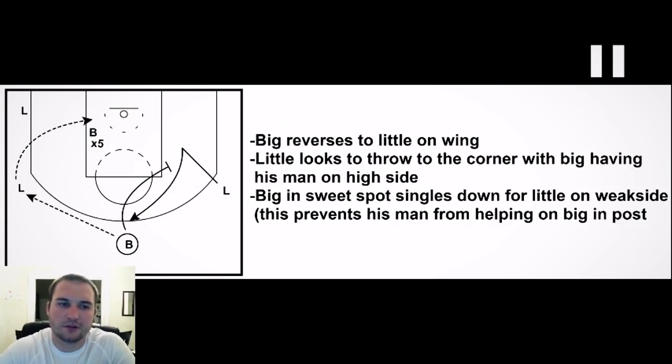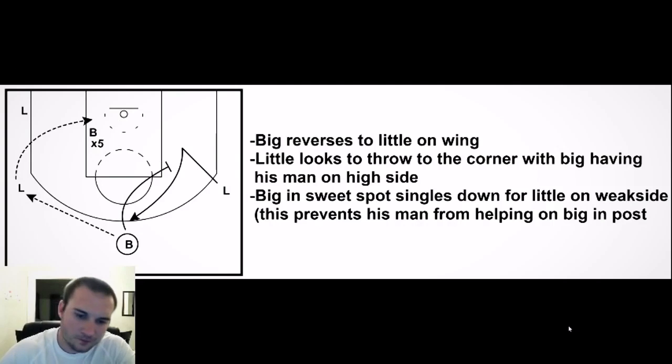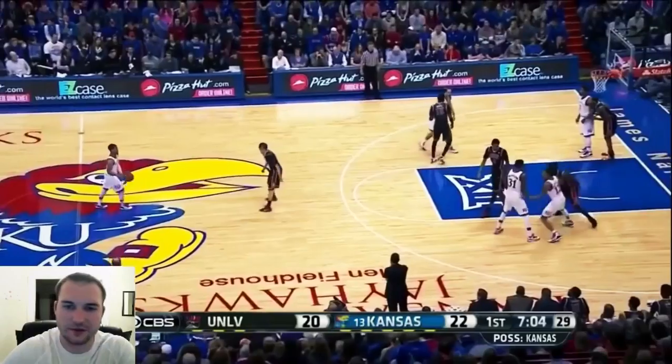So ball gets reversed to little on the wing that they interchanged. This is where Bill Self says they look to score 90% of the time. This action right here. So little looks, big's got his man on the high side, and it's just a corner throw, and it's almost unguardable because you have a weak side pin down here. So pass to the two side, you got a single down. You got little coming off it here. If his man helps too much, he's open here. Corner throw, there's no weak side help. It's wide open.